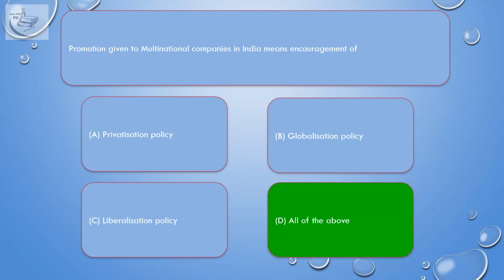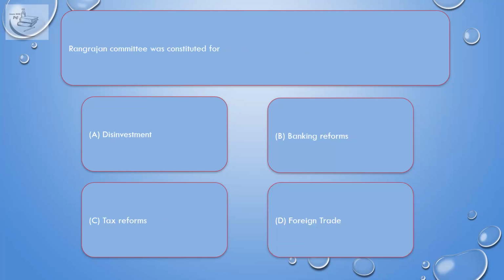Correct answer is D. All of the above. Question. Rangarajan Committee was constituted for A. Disinvestment. B. Banking reforms. C. Tax reforms. D. Foreign trade. Correct answer is A. Disinvestment.